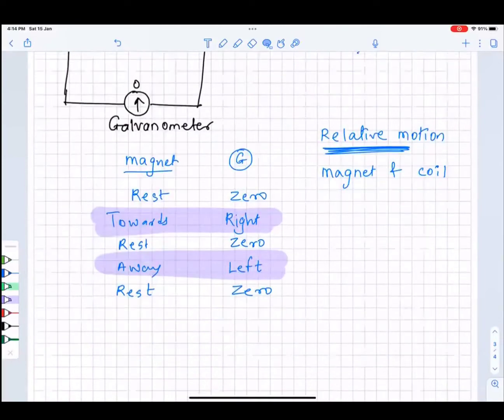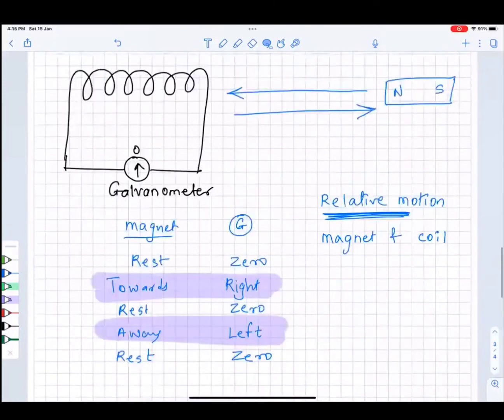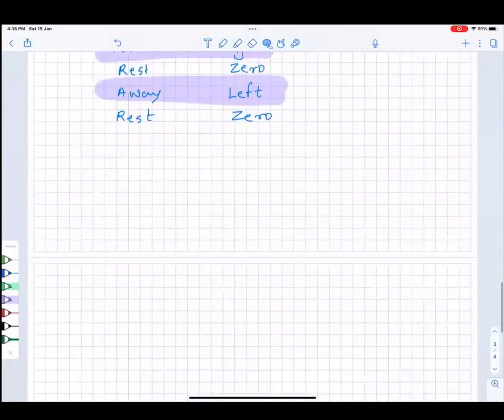All this theory was also put forward by a scientist called Faraday. One second, I'll come to that later.